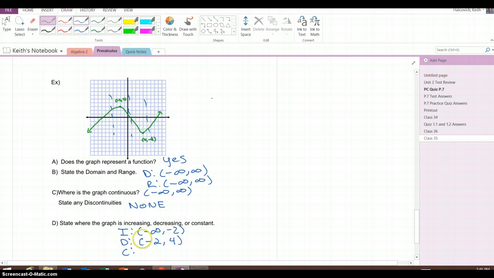Remember, we're only looking at the x coordinates. And then from positive 4, it's increasing. Oops, it's increasing, not constant. And there you go.